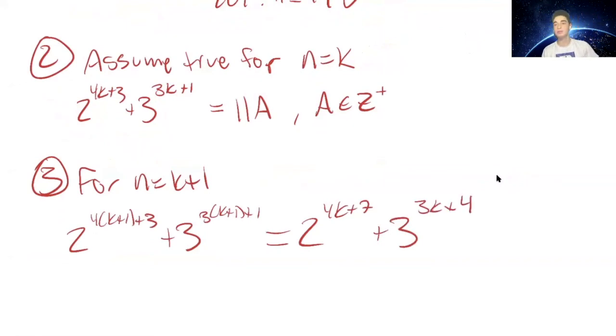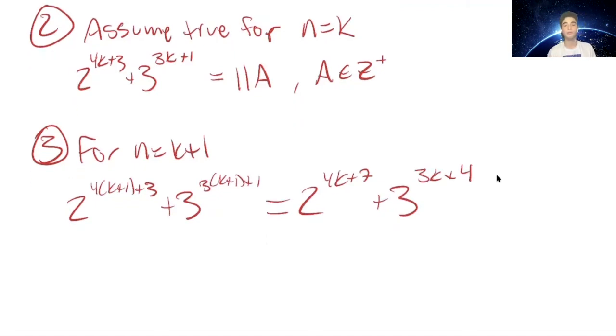Okay, so now what the heck do we do now? Well, remember, always look for a way to incorporate your step number 2. That's how you get to the right answer. Look for a way to incorporate your step number 2, because that is the stepping stone, as we said before. So what is our step number 2? 2 to the 4k plus 3 plus 3 to the 3k plus 1. Okay.